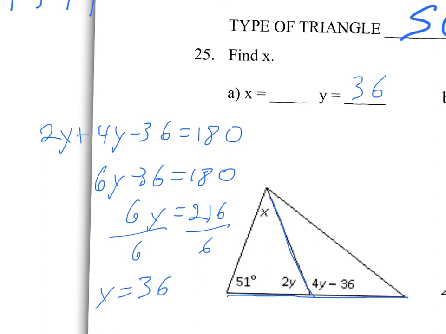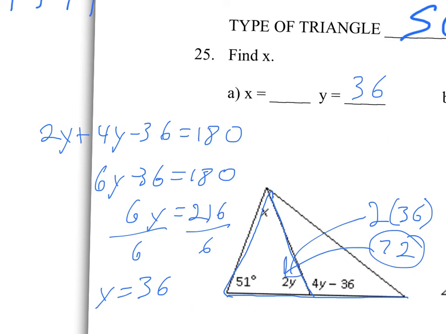Now once I do that, I can find the value for x because this is a triangle, and 2y is the same as 2 times 36, which means this angle is also equal to 72 degrees. If I know two angles, I can find the third one. I take 51 plus 72, add them up, and I get 123. Then I subtract 123 from 180, and I get 57 degrees. So x equals 57.